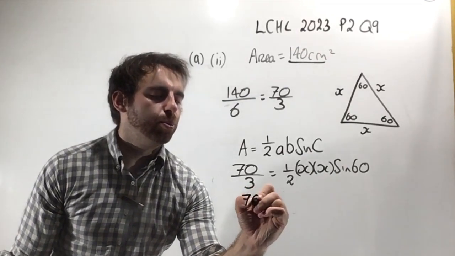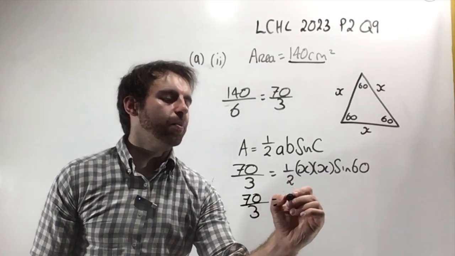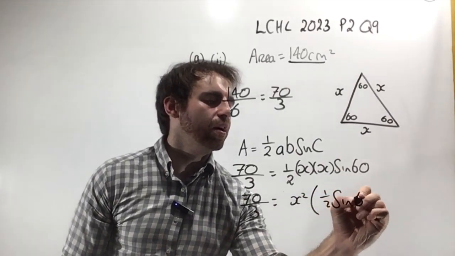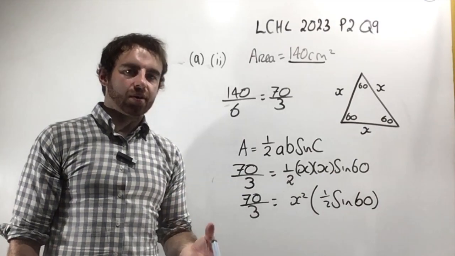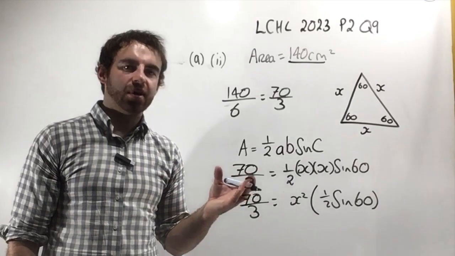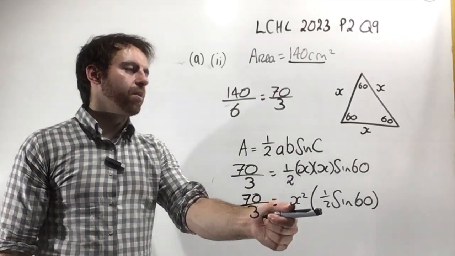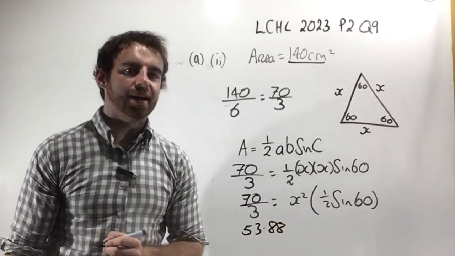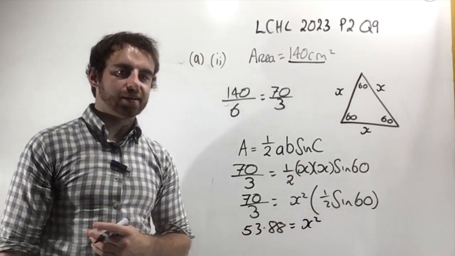So now let's just group our like terms. So I have 70 divided by 3, and on the right hand side, x by x is going to be x squared, and the constants that I have are a half times the sine of 60. So in order to get x squared on its own, what we would do next is we would divide both sides by a half sine 60. If you plug that into your calculator, 70 over 3 divided by a half sine 60, that works out as 53.88. And if you divide the right hand side by a half sine 60, you're just left with x squared.